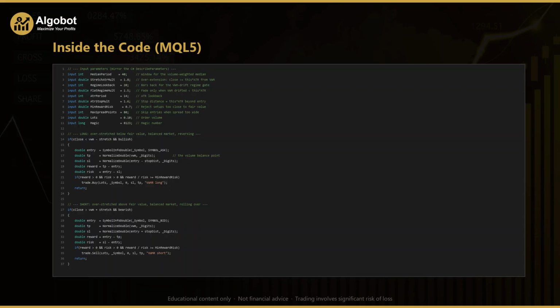The short block is the exact mirror. If the close is above the median plus the stretch and the bar is bearish, the entry is taken at the bid. The take profit is again the median, and the stop loss is entry plus the stop distance. After the same reward-to-risk check, the code calls trade.sell. Both sides target the same central fair value, and both are protected by an ATR-based stop.